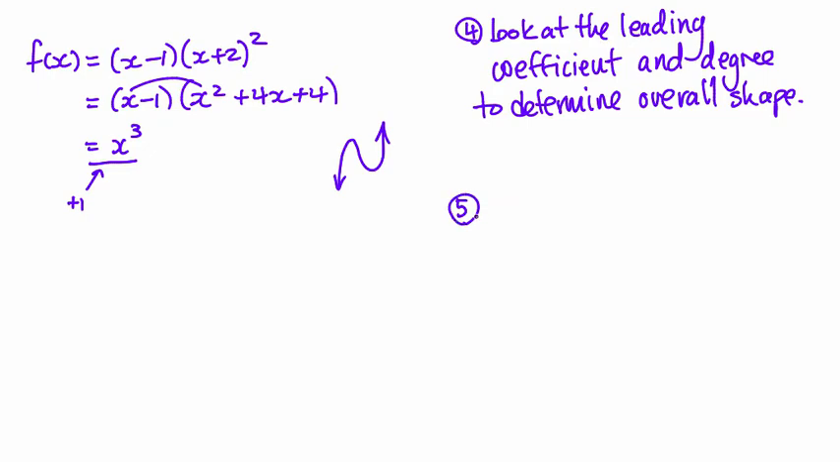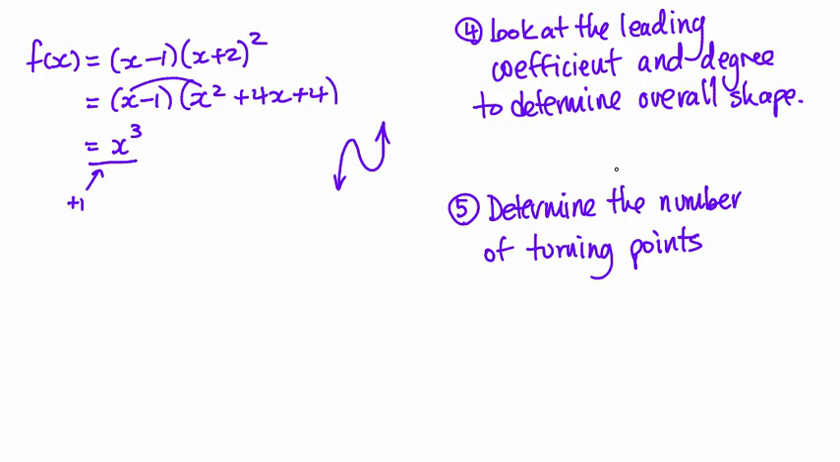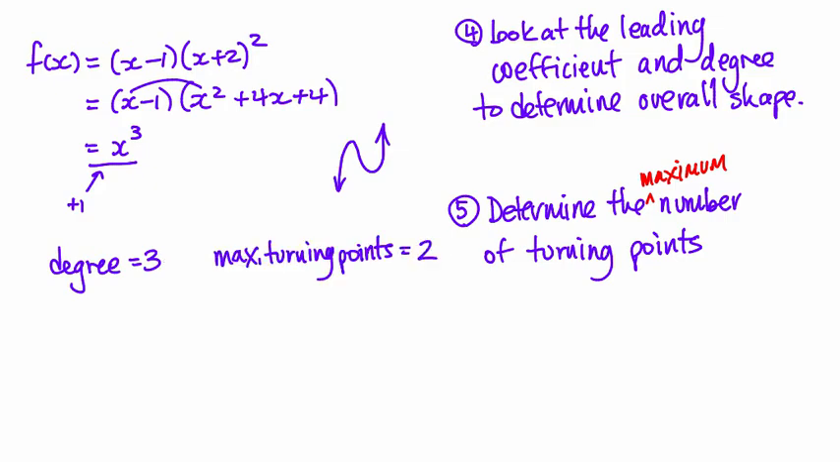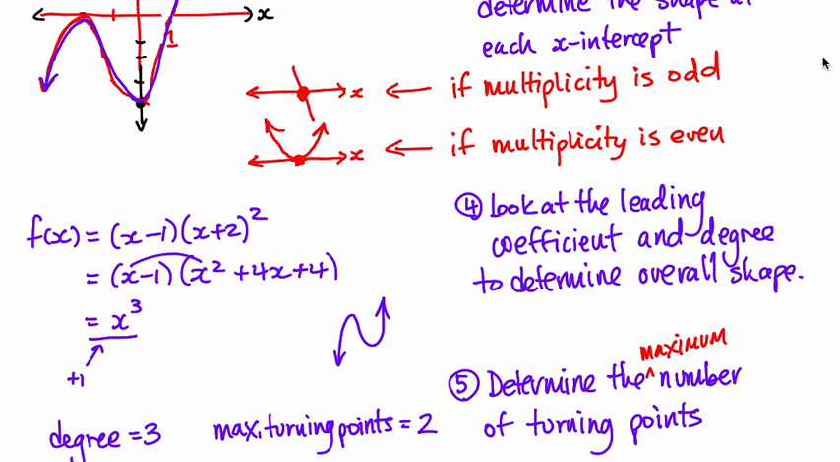In step 5 we are going to determine the number of turning points. What I really mean by this is determine the maximum number of turning points. From last day, the maximum number of turning points is the degree, which is 3, minus 1. So the maximum turning points is 2. And if I take a look at my graph, I've got 2 turning points. I have what I called a hill last day and a valley, and I have 2 of them.